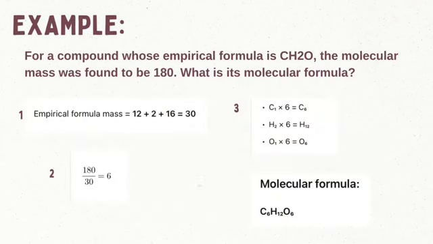Let's look at an example. Imagine we have a compound with the empirical formula CH2O and a molecular mass of 180. To find the molecular formula, we first calculate the mass of that simplest unit. Carbon 12 plus 2 hydrogen plus oxygen 16 gives us an empirical mass of 30. Next, we divide the total molecular mass by this empirical mass, in this case 180 divided by 30, which gives us a multiple of 6. Finally, we multiply every atom in our original formula by 6. This transforms CH2O into C6H12O6.